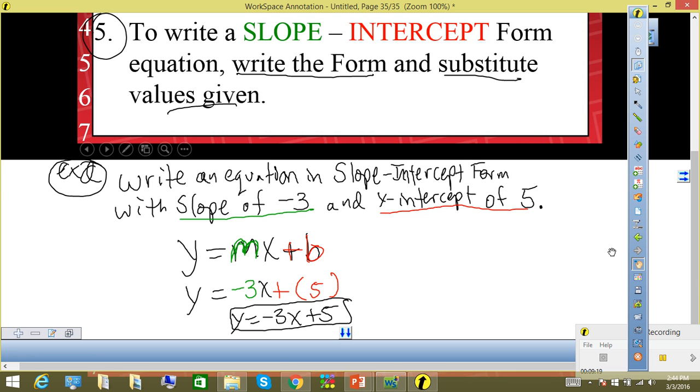And for those of you that have your colored pens, this is the time that you can use them to match things up a lot easier, okay?